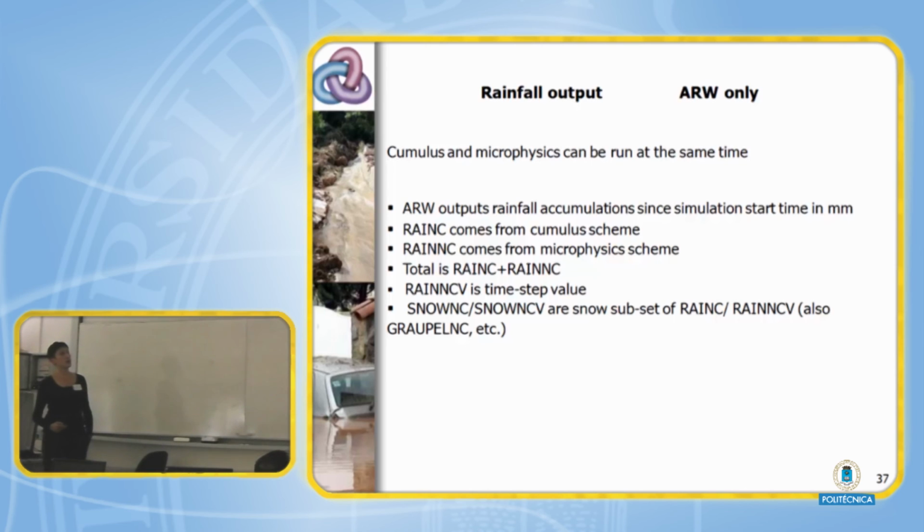And as rainfall output, those two cores have different outputs. For ARW, cumulus and microphysics can be run at the same time, and the output is RAINC from the cumulus scheme and RAINNC from the microphysics scheme. So total precipitation is RAINC plus RAINNC, and RAINNCV is the value at every time step. And also with snow, which is calculated as a subset of rain.